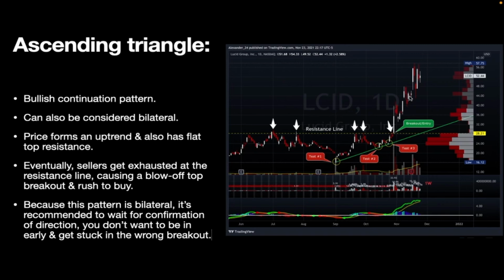And like I was saying earlier, because this pattern is bilateral, it's recommended to wait for confirmation of direction. You don't want to be stuck on the wrong side. So you don't want to enter off your third test for this setup. I'm not saying that it's always going to happen, but what if you entered right here and it just totally broke the trend? You don't want that. You'd rather just wait for the confirmed setup. So you'd rather wait for this candle to break.